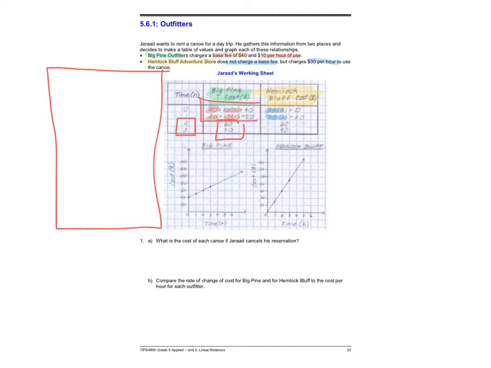For 2 and 3 hours, we have these prices shown, $60 and $70. Take a minute and use this space on your worksheet in order to calculate the costs like you did for 0 and 1 hour.